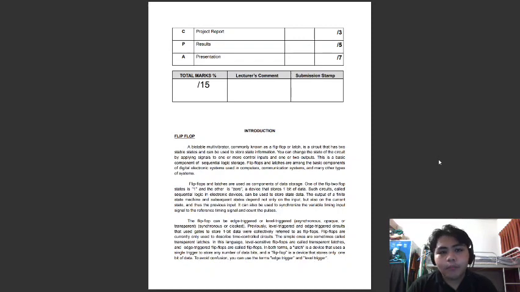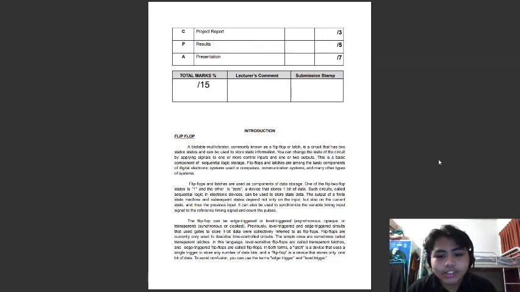So, flip-flop. A bistable multivibrator, commonly known as a flip-flop or latch, is a circuit that has two stable states and can be used to store state information. You can change the state of the circuit by applying signals to one or more control inputs and one or two outputs. This is a basic component of sequential logic storage.